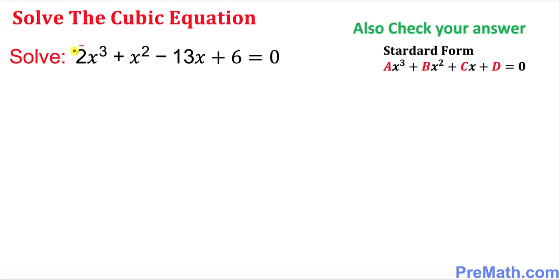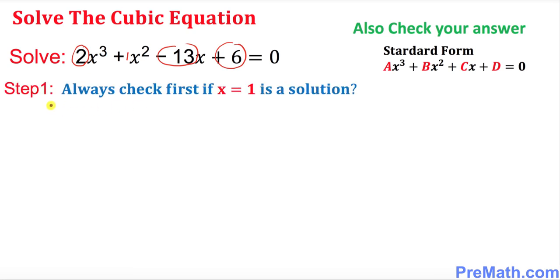So that means your a is going to be 2, b is 1, c is negative 13, and d is positive 6. The very first step is to check whether x equals 1 and x equals negative 1 are solutions to this equation, because those are easy to find. Therefore, in the very first step, we're going to check whether x equals 1 is our solution.